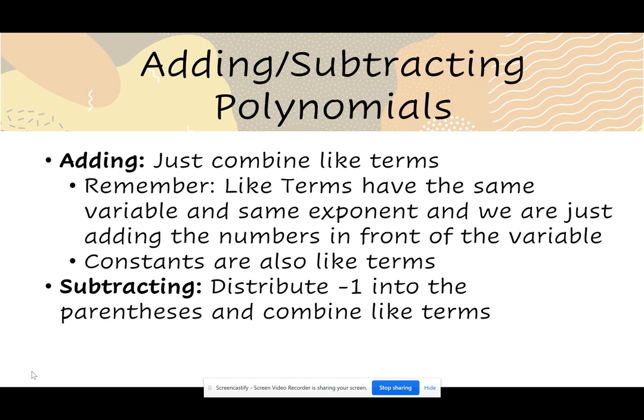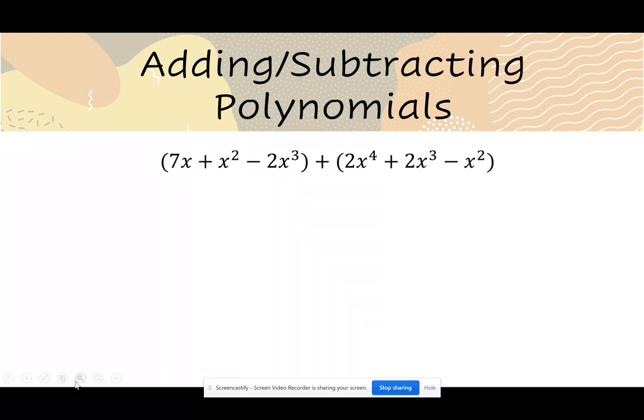Then when we're subtracting polynomials, the only difference is that you distribute -1 into the parentheses. Pretty much whatever set of parentheses has a -1 in front of it, you're flipping all the signs inside of it, and then you're combining your like terms. So we're going to look at some examples.